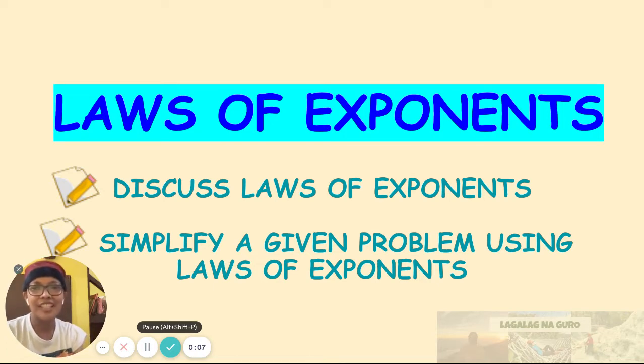At ang lesson po natin ngayon is Laws of Exponents. So our goals are to discuss the laws of exponent and to simplify a given problem using laws of exponents.